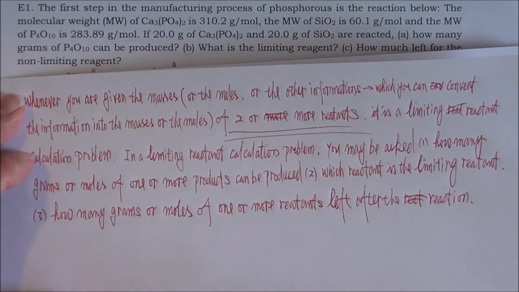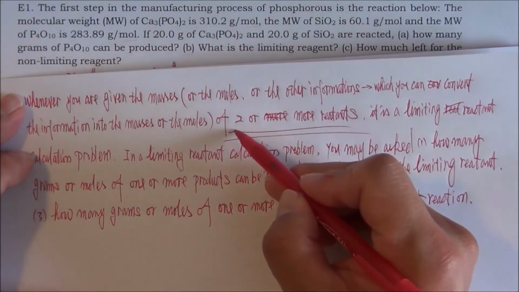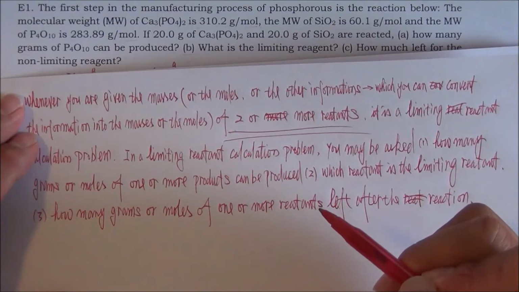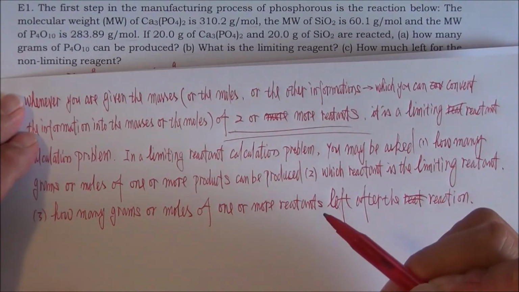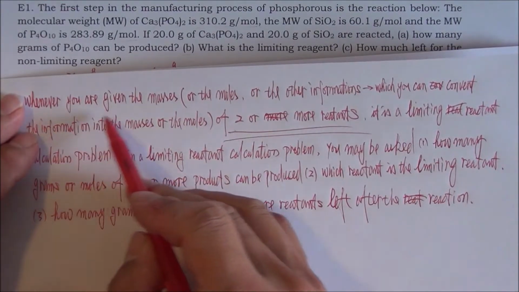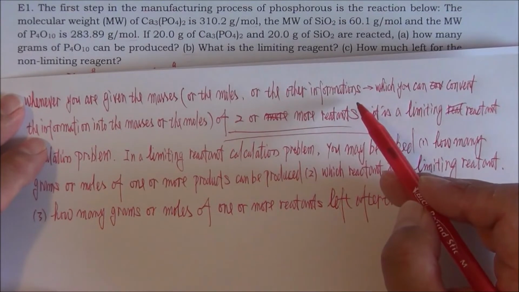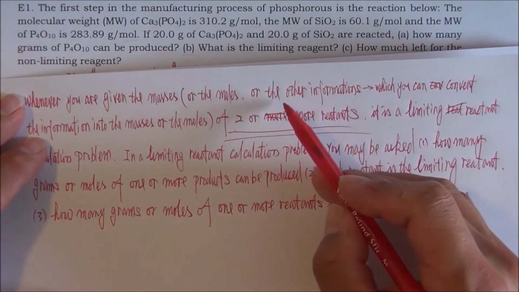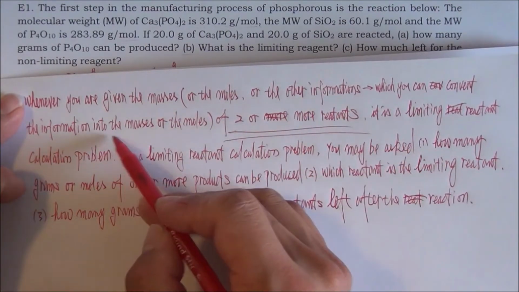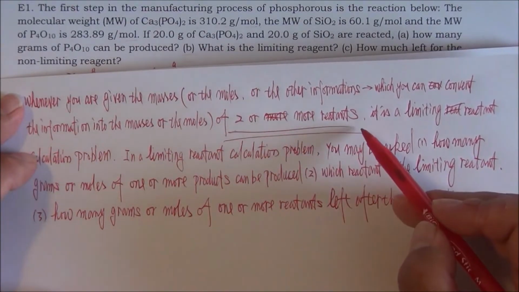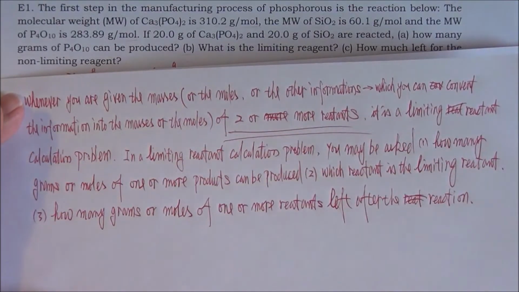Let me summarize. Providing the information of two or more reactants is the key criteria to know a problem is a limiting reactant calculation problem. Let me repeat and emphasize. Whenever you're given the masses or the moles or the other information, as long as you can convert the other information into the masses or the moles of two or more reactants, it is a limiting reactant calculation problem.